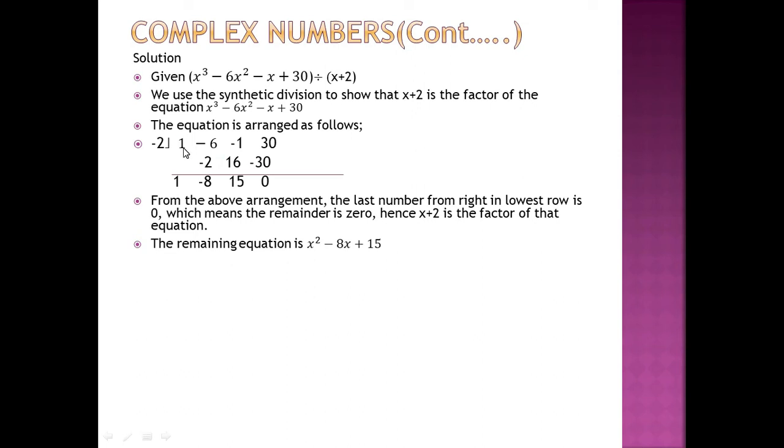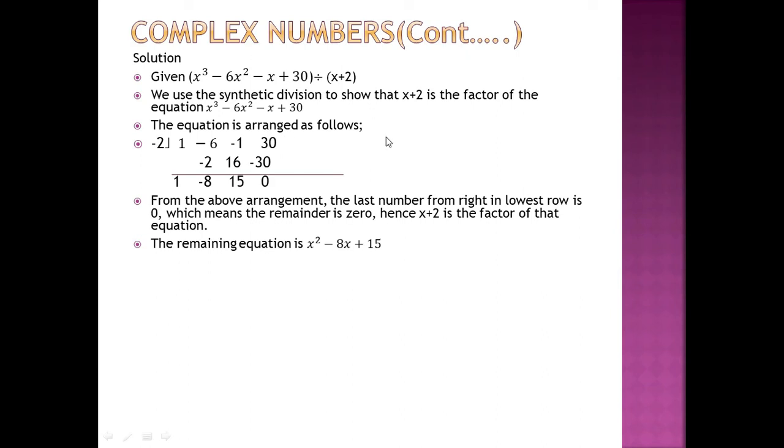So drop down the 1 to the bottom, and then we multiply negative 2 times 1. The answer is negative 2. The negative 2 is put under the next coefficient. Then we add these two numbers and have negative 8. Negative 2 times negative 8 is 16. Then 16 and negative 1 are added, and we have 15. Negative 2 times 15 is negative 30. Adding, this is going to be 0.